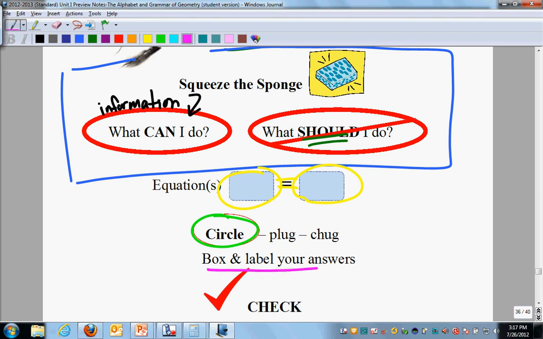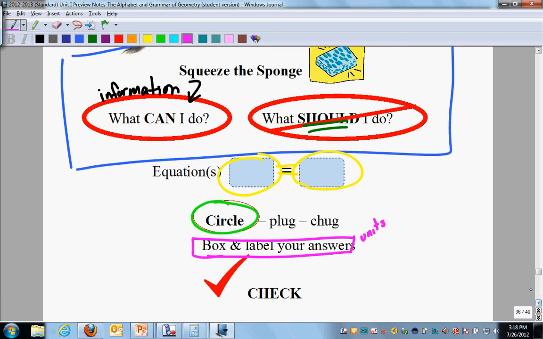You're going to box and label your answers so you don't get lost as to what information you have found. When you deal with labels, you also should deal with units. And then last, you should check your answer. Ask yourself, does this make sense? So let's do a word problem together.